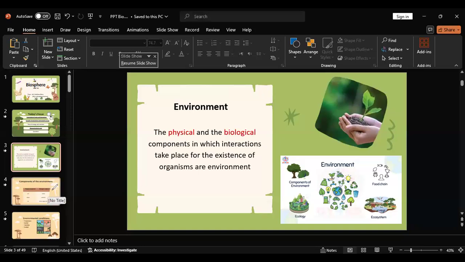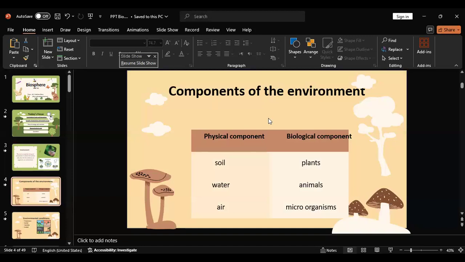Next, I have already told you that there are two components, that is physical components and biological components. What are the physical components? Soil, water, air. Biological components, as I have already told you, are living organisms: plants, animals, and microorganisms. These are the biological components. Both are present in the environment.